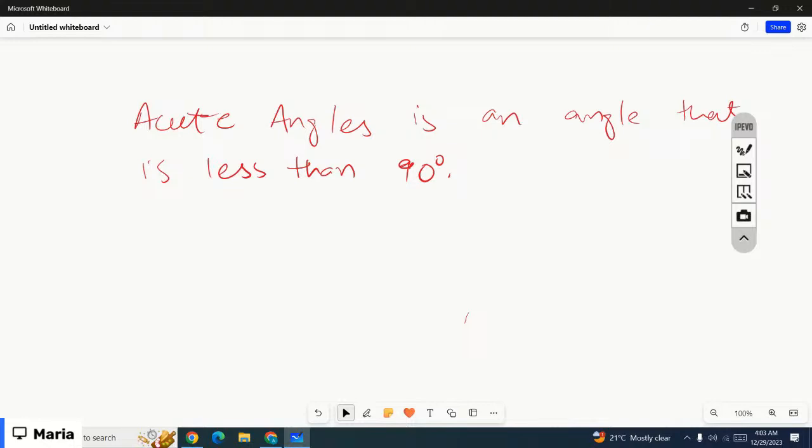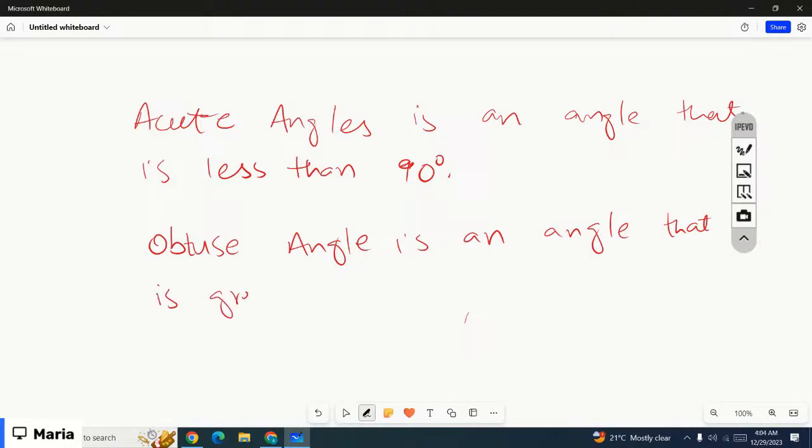Then you have the obtuse angle. An obtuse angle is an angle that is greater than 90 degrees and less than 180 degrees, right?